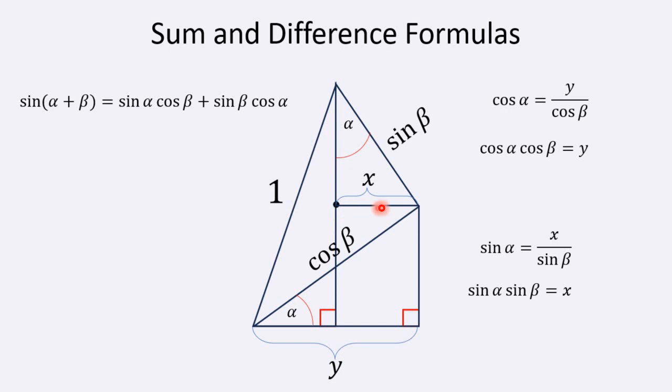So now I have exactly what I need. I know the distance from here to here, and I can subtract it away from this entire distance to get the cosine of alpha plus beta, which is this little distance right here. So the little distance I'm looking for, the cosine of alpha plus beta, is just going to be y minus x, where here is y and here is x. So I have that the cosine of alpha plus beta is y, which is the cosine of alpha times the cosine of beta, minus x, which is the sine of alpha times the sine of beta.